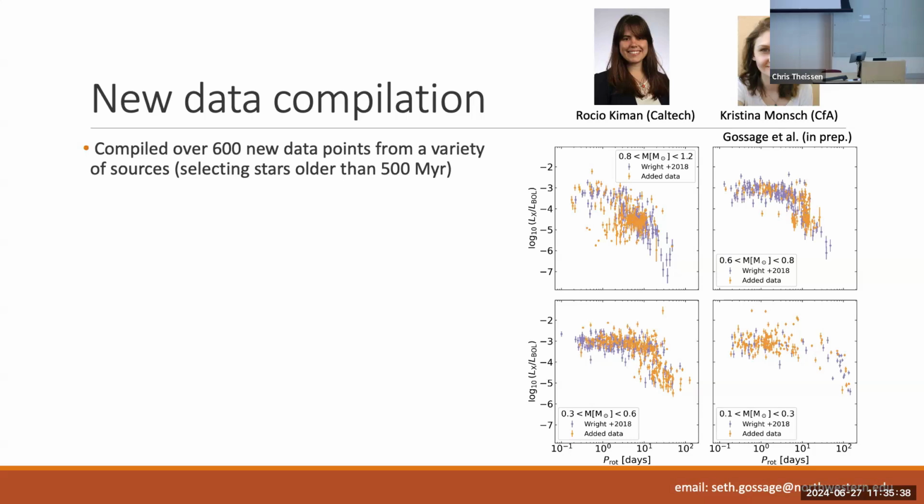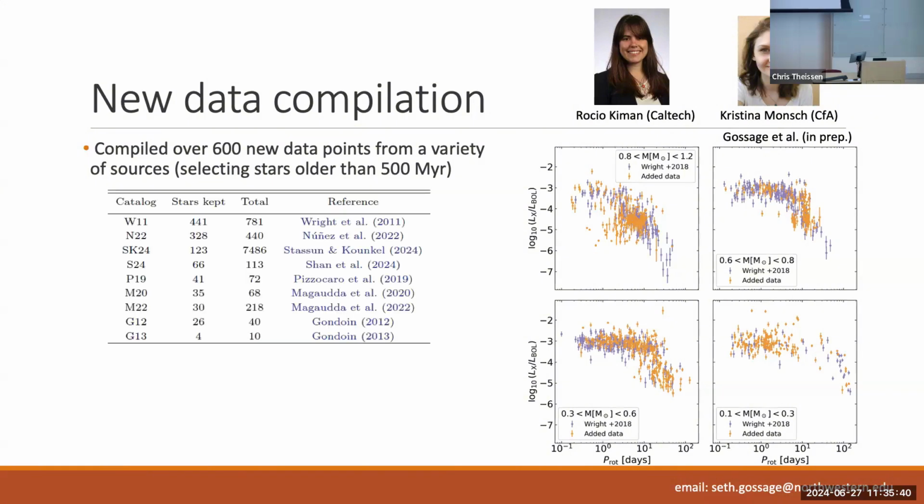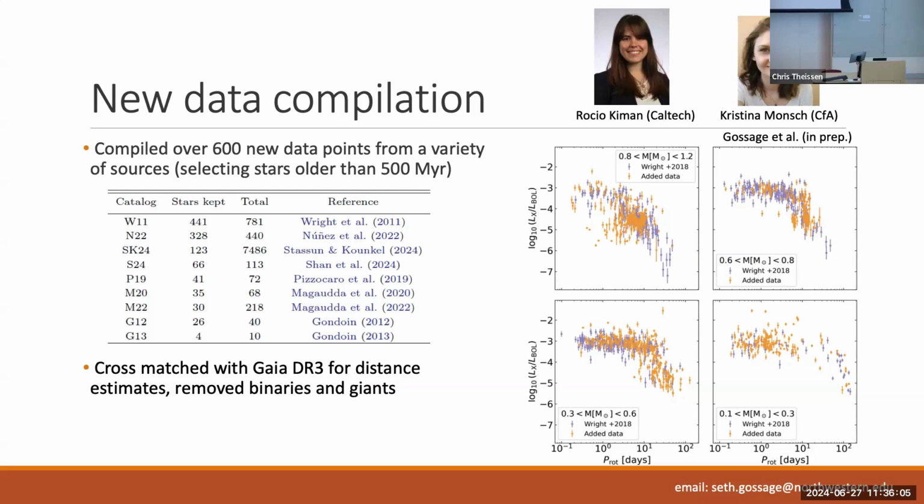to the previous data set from Wright et al. 2018 from a variety of recent catalogs. We selected stars older than 500 million years old, so that they're all on the main sequence. And we can see our added stars in orange here compared to the previous data set in purple. We've added a lot of stars in the low mass end here, below about 0.6 to 0.1 solar masses. We've cross-matched with Gaia DR3 for accurate distance measurements, removed binaries and giants, and recalculated mass estimates consistently across all catalogs for these stars.